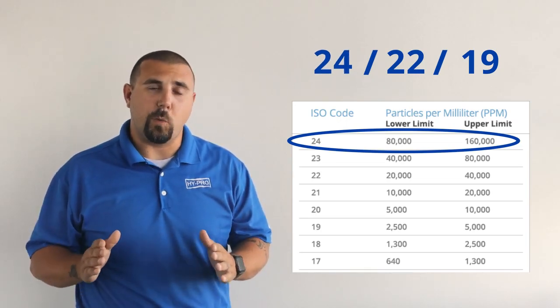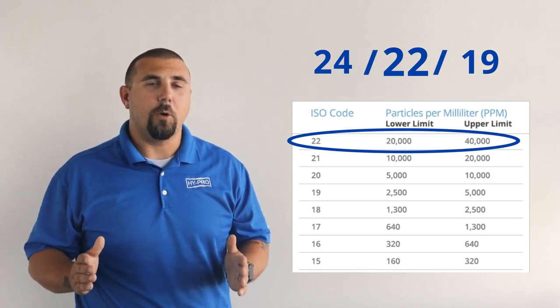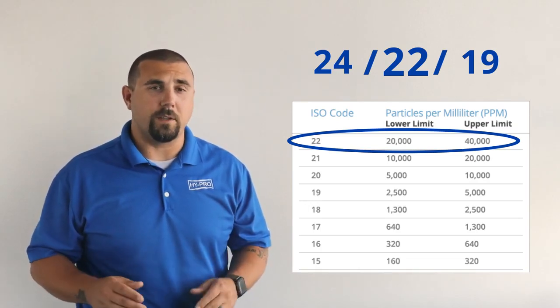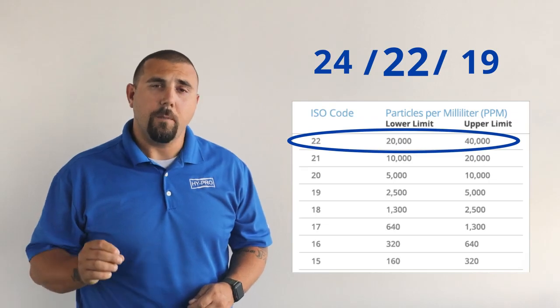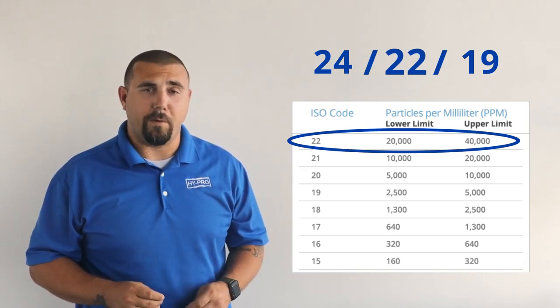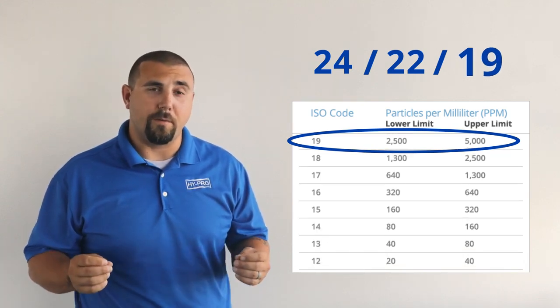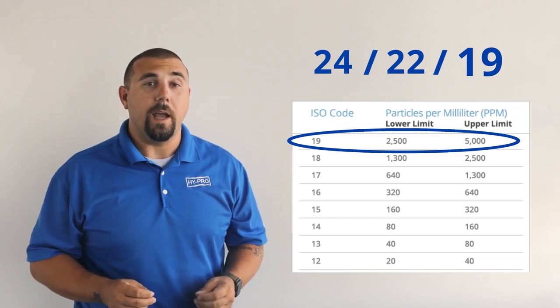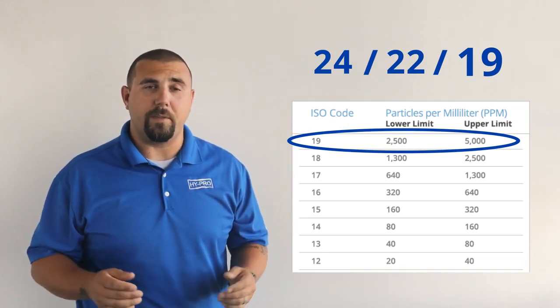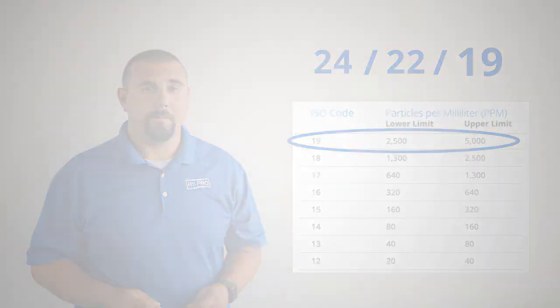Our second number, 22, represents all particles that are 6 micron and larger and correlates to 20,000 to 40,000 particles of contamination per milliliter of fluid at the 6 micron level and larger. And finally, our third number, 19, represents all particles at the 14 micron and larger size and correlates to 2,500 to 5,000 particles of contamination per milliliter of fluid.